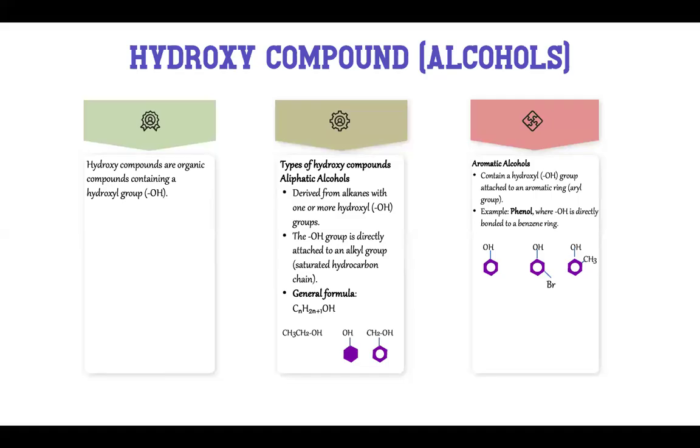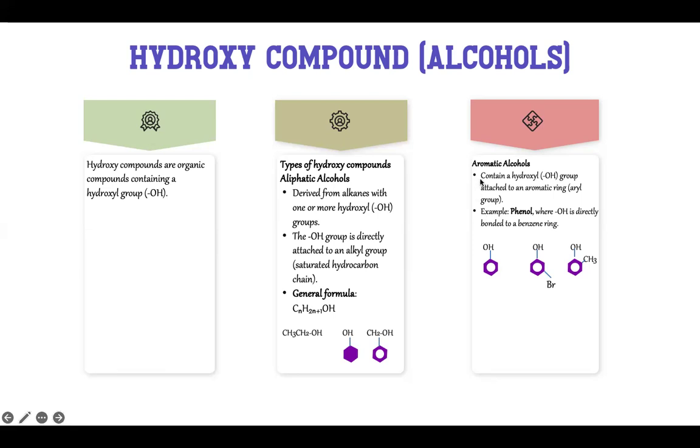Hydroxy compound alcohol. Hydroxy compounds are organic compounds containing a hydroxy group, -OH. Types of hydroxy compounds: aliphatic alcohol is derived from alkanes with one or more hydroxy -OH groups. The OH group is directly attached to an alkyl group, a saturated hydrocarbon chain, and the general formula is CnH2n+1OH. So the diagram is as shown below.